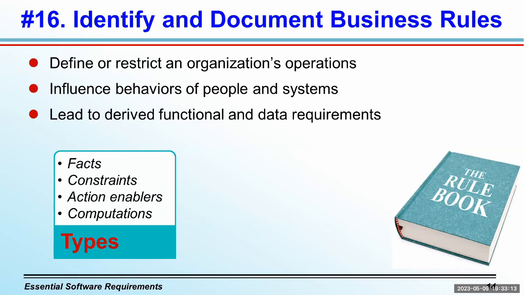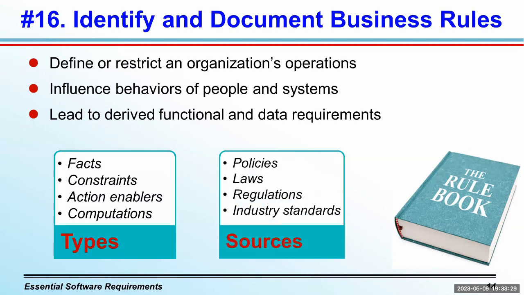There are several types of business rules. Some simply state facts about the business. Many rules impose constraints on who can do what under what conditions. Action enablers trigger some system or business behavior. Computations describe how certain calculations are performed. Business rules come from various sources. Company policies constitute a large source, like a store's policies for issuing refunds. Many systems must comply with various laws and regulations, and industry standards, such as interface standards, are another major source.